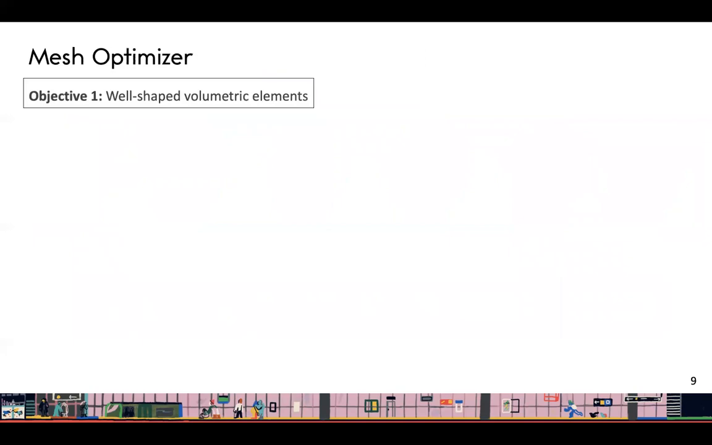So let's begin with the mesh optimizer. Given the linear triangulation with the implicit function solved by the solver, we relocate the triangulation vertices so as to improve the quality of the domain. It is achieved by minimizing three carefully designed quadratic energies.